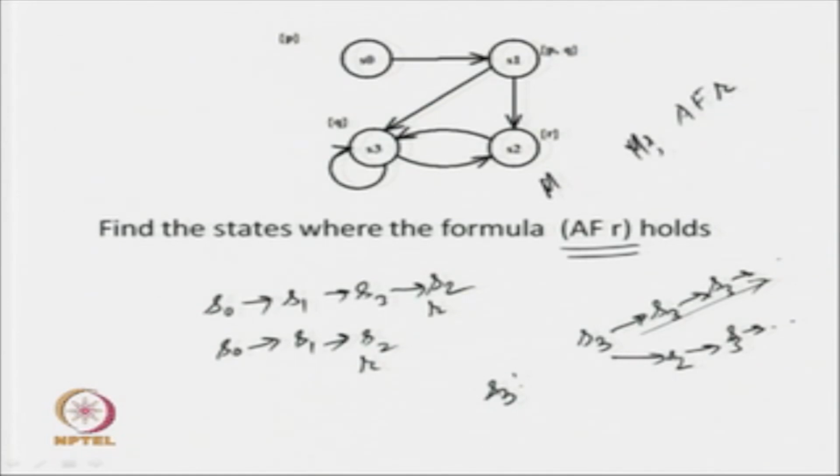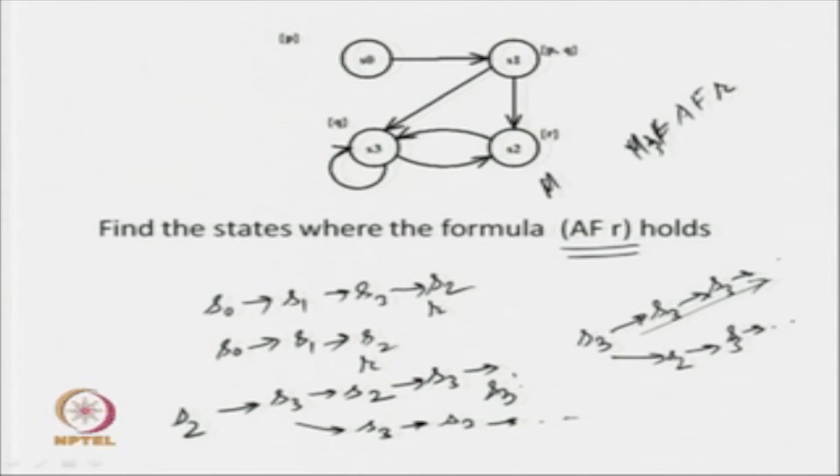In state S3, it does not satisfy A[F R], because we get one path where R is not true. Now, when we start from state S2, what will happen? From S2 we go to S3, then to S2, again S3, like that, or maybe from S2 we go to S3, then it remains in S3. Here you see that in one path we come back to S2 and R is true over here, but if you follow the other path, R is not true.